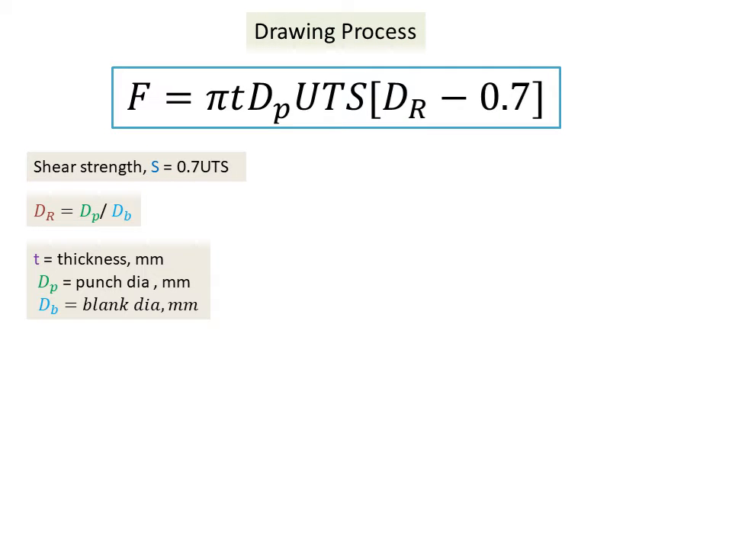So the next process is drawing process. So the formula will be capital F is equal to pi into T into dP into ultimate tensile strength in bracket dr minus 0.7. So T means thickness, dP means punch diameter, UTS means ultimate tensile strength, and dr is the ratio of dP upon dB. So in this formula shear strength also can be calculated by S is equal to 0.7 into ultimate tensile strength, and dB means blank diameter and T means thickness.